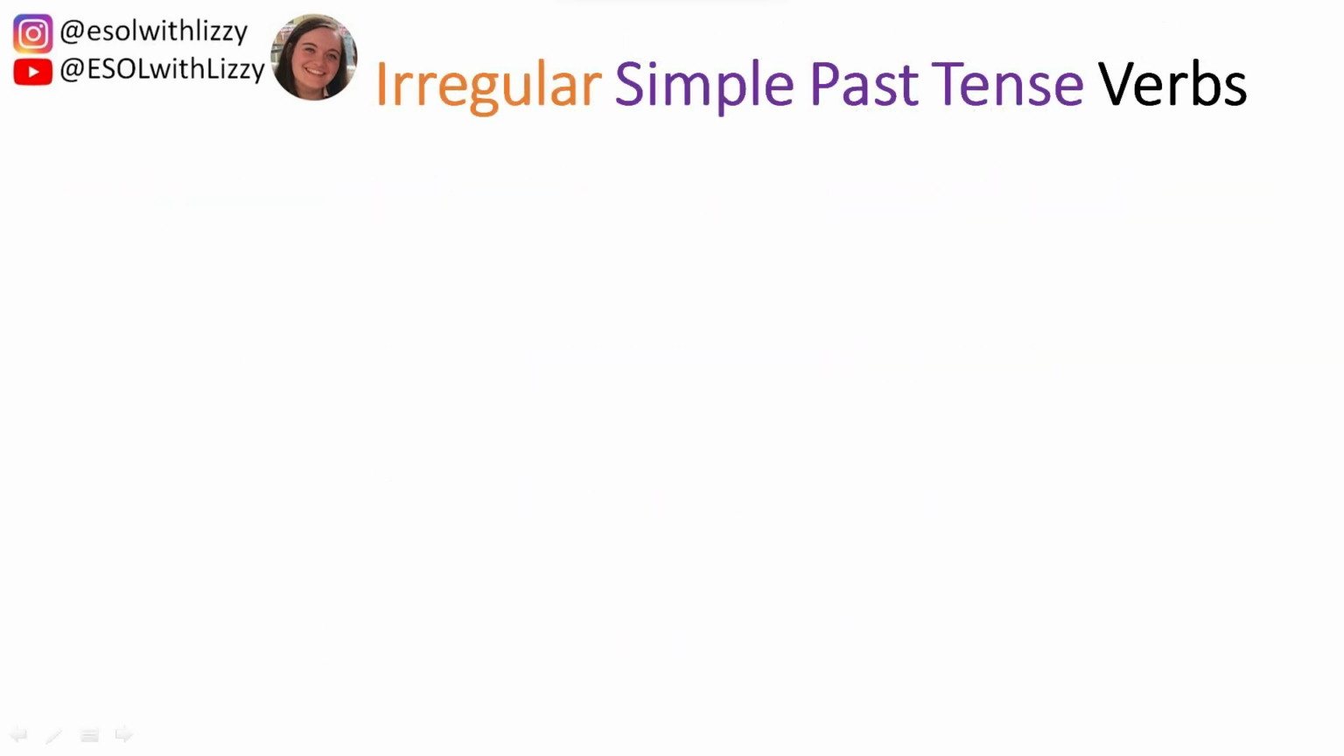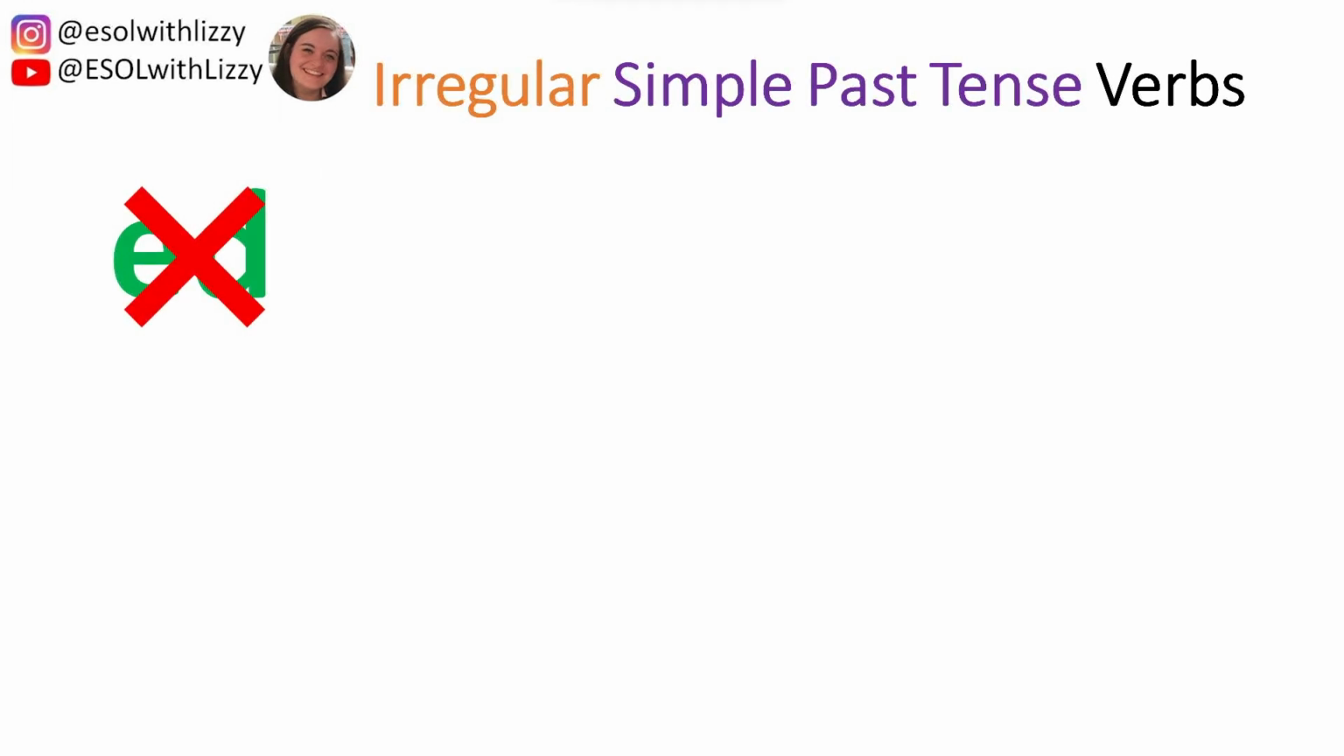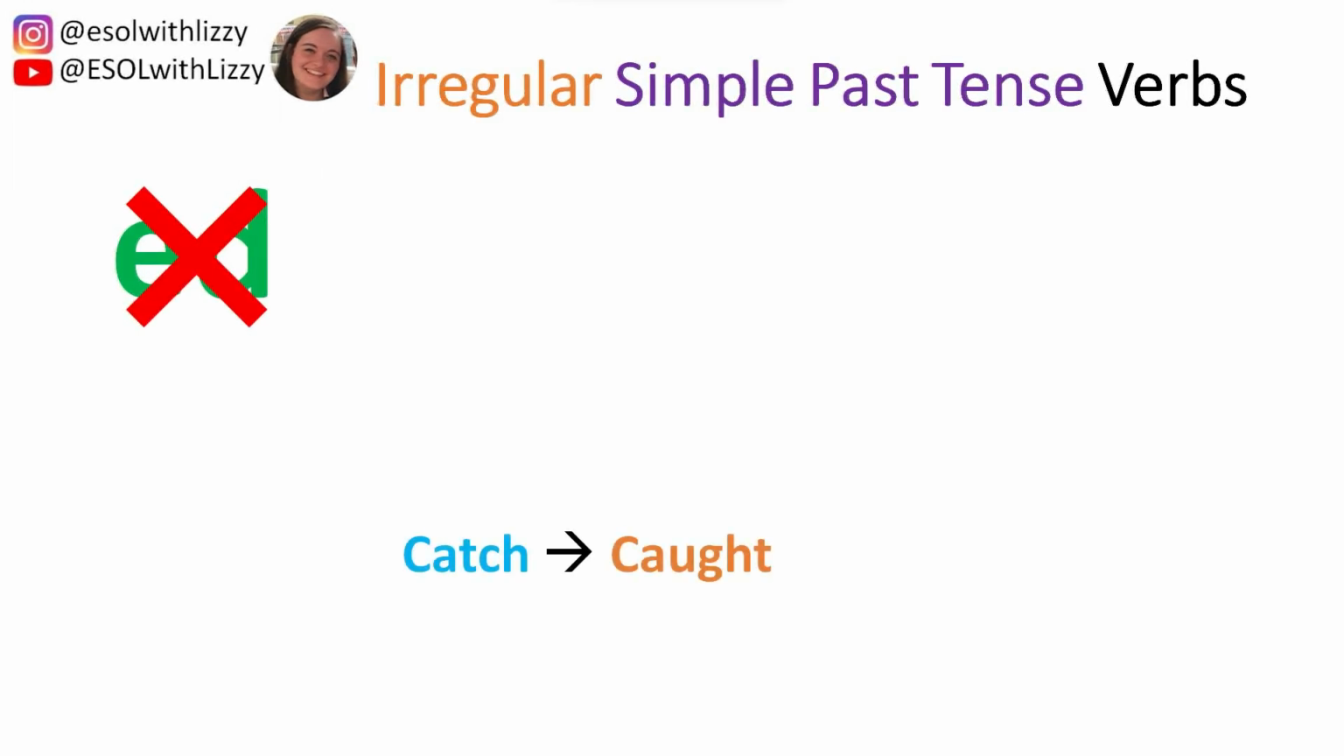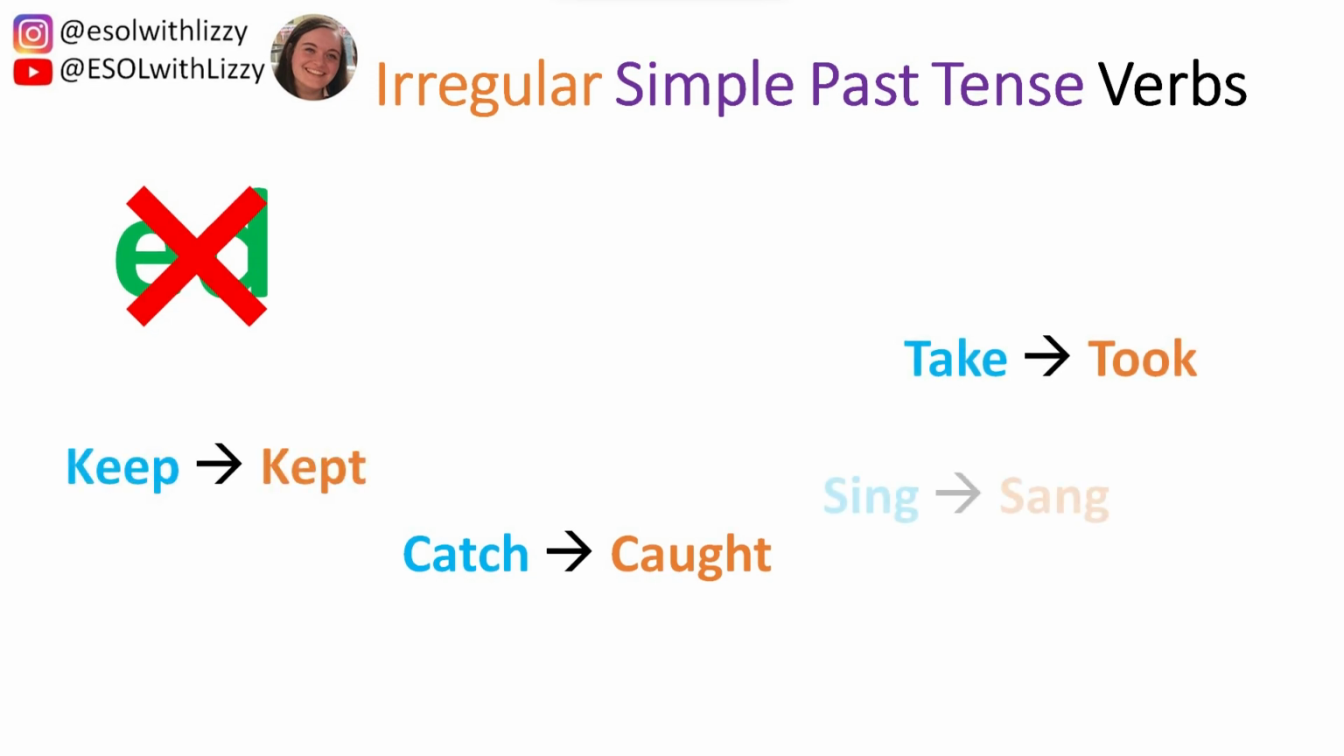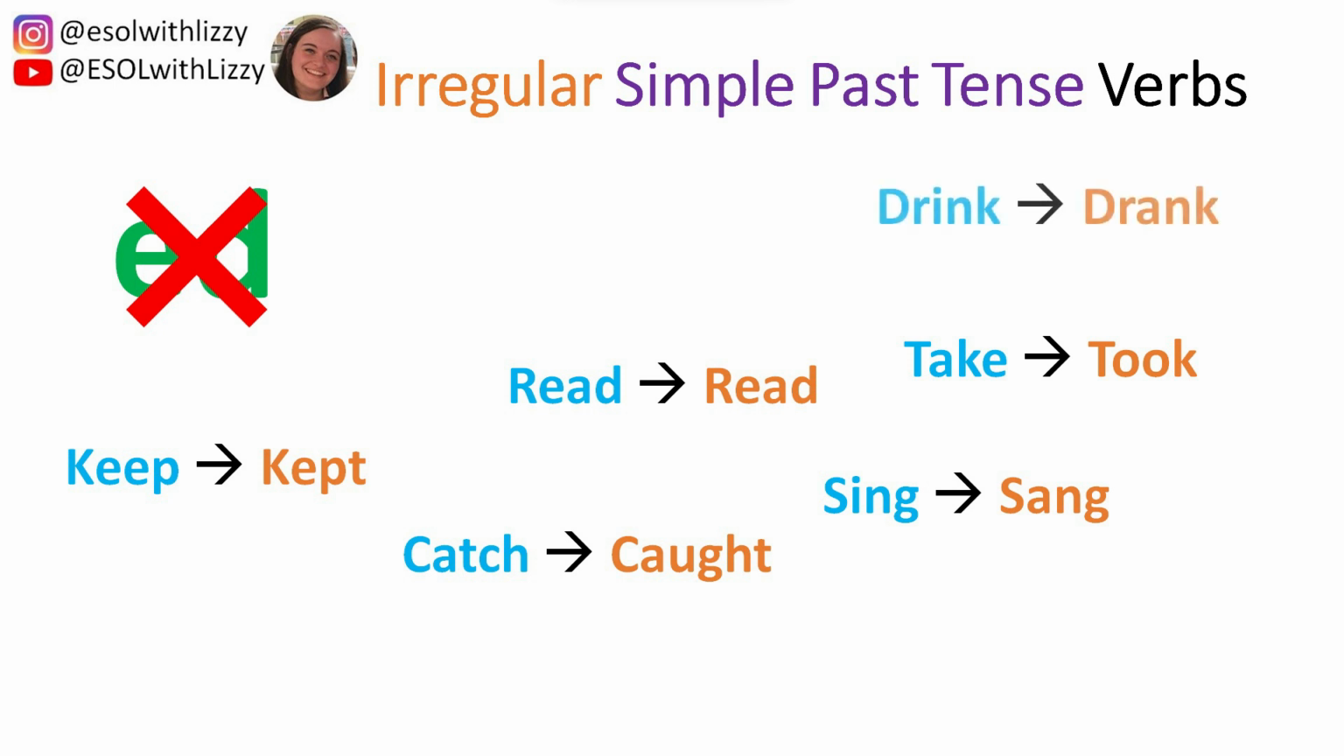In the simple past tense, there are lots of irregular verbs, and when using these verbs, we do not add ed. For example, catch doesn't become catched, it becomes caught. Take becomes took. Keep becomes kept. Sing becomes sang. Read becomes read. Drink becomes drank. And write becomes wrote.